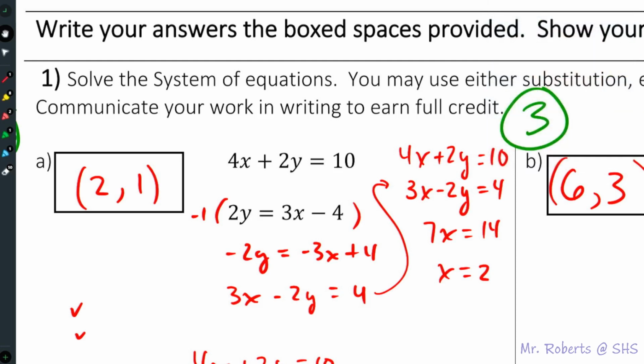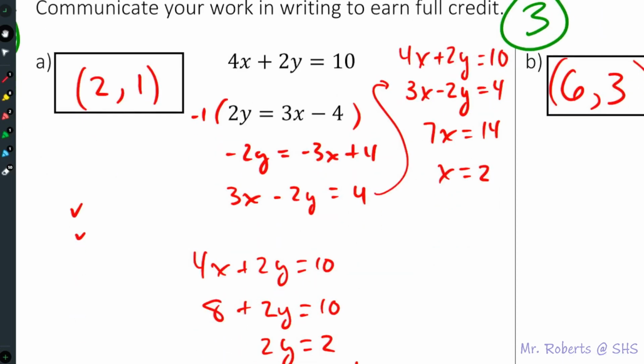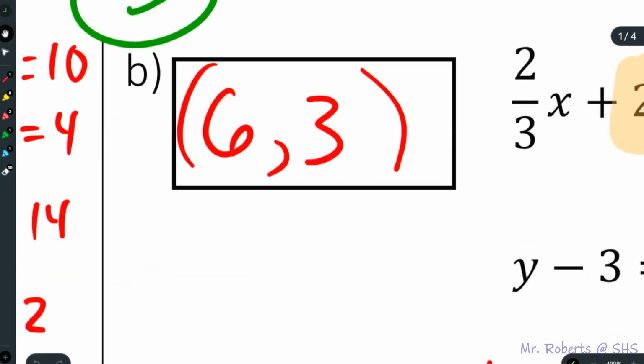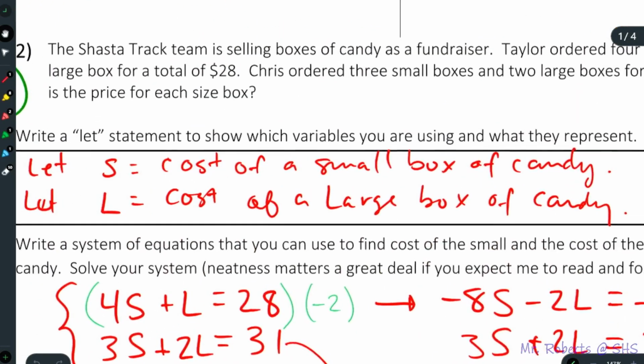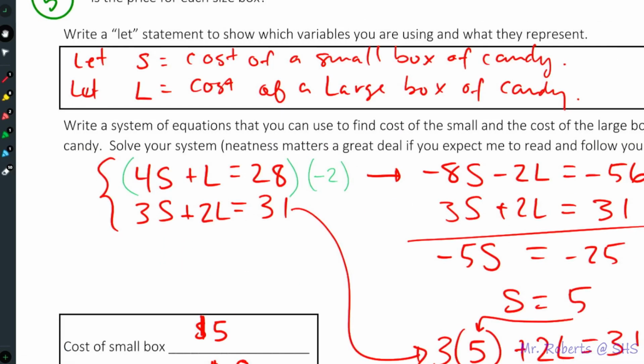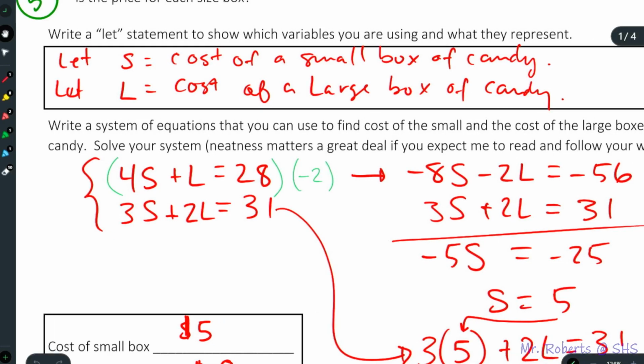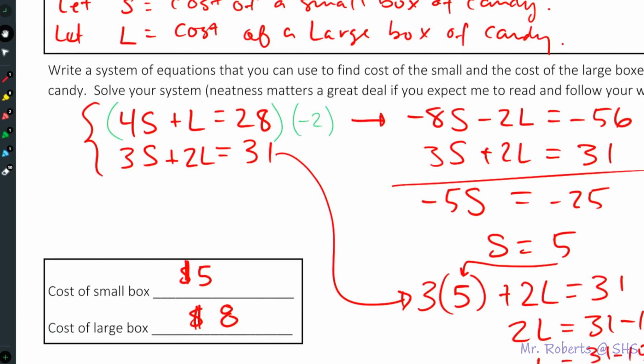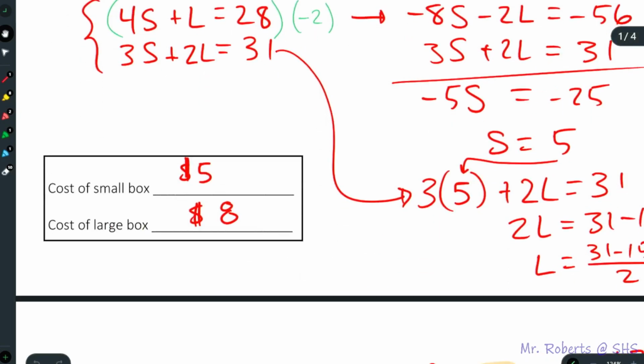First question, solve the system of equations. A was (2, 1), and B was the point (6, 3). Question 2. My let statement looks like this. Let S equal the cost of a small box of candy, and let L equal the cost of a large box of candy. My system was 4S + L = 28, and 3S + 2L = 31. I figured out that S, the cost of a small box, was $5, and L, the cost of a large box, was $8.